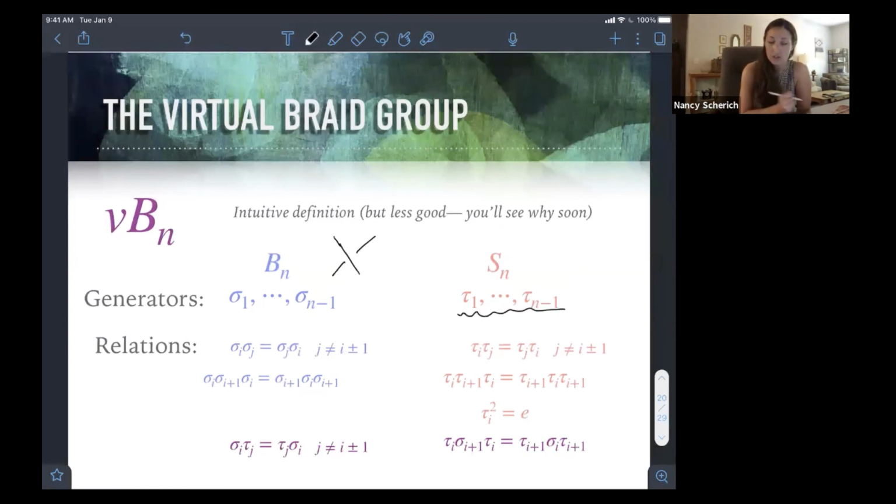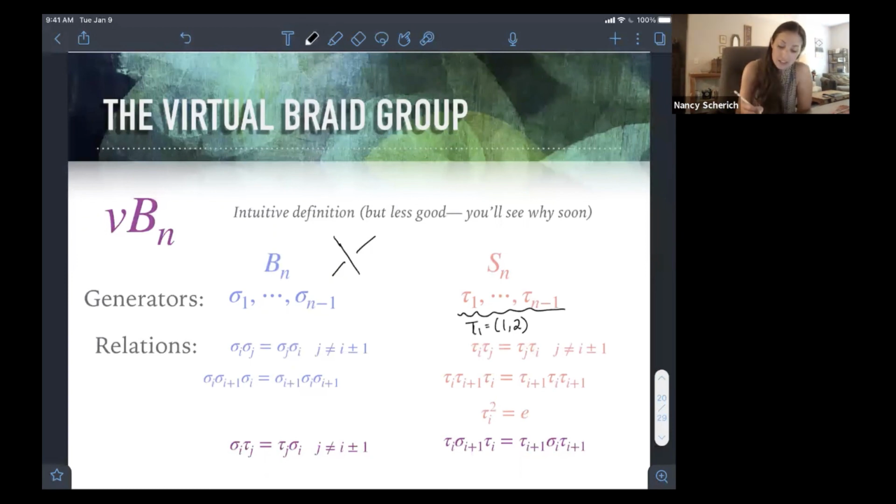So these generators right here, the taus, these are the transpositions that generate the symmetric group. So tau 1 is the transposition (1 2). It just swaps 1 and 2. And then tau 2 would swap 3 and 4. Tau 3 swaps 4 and 5. So these are the neighboring transpositions.